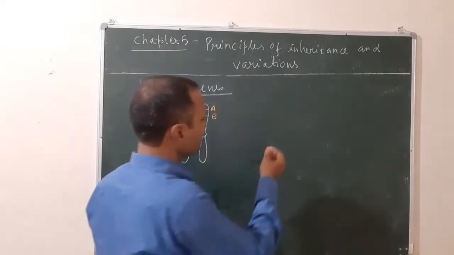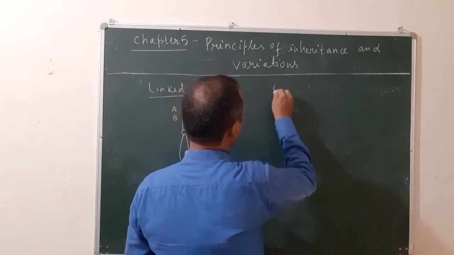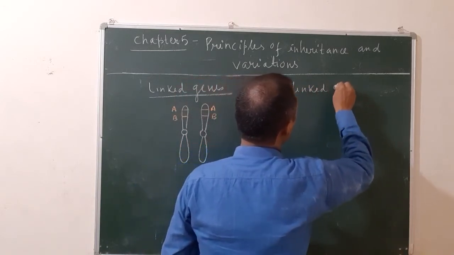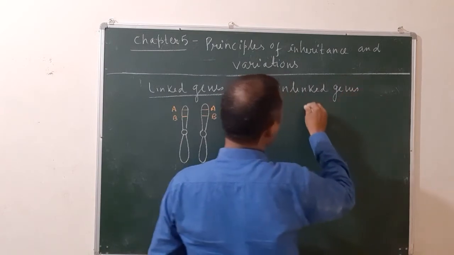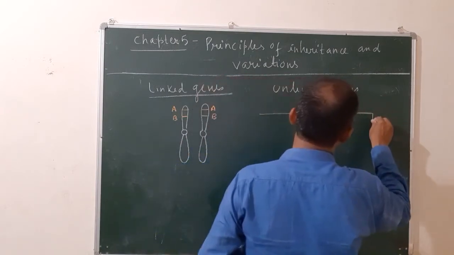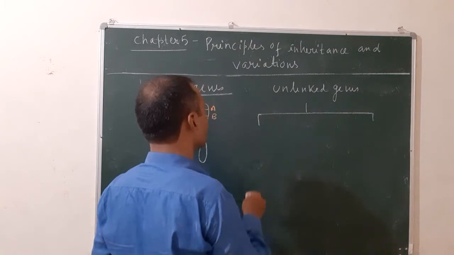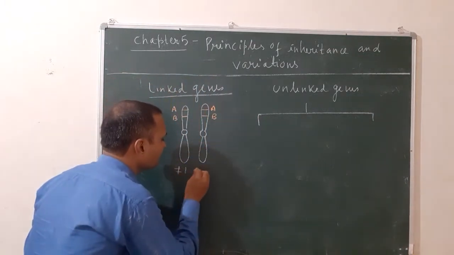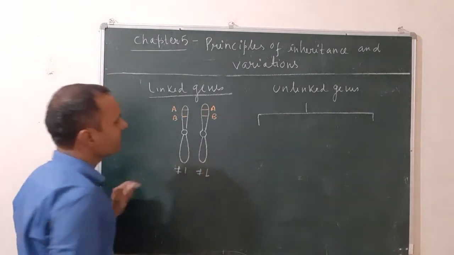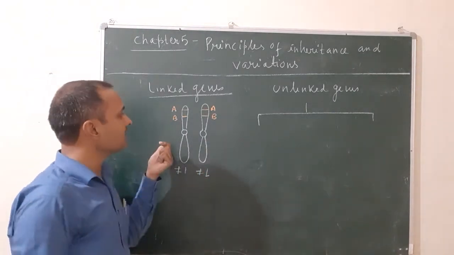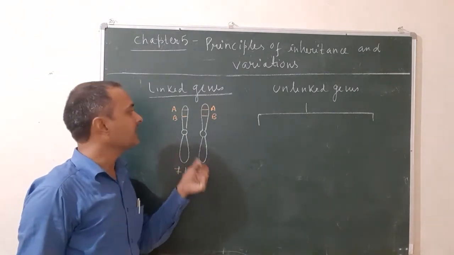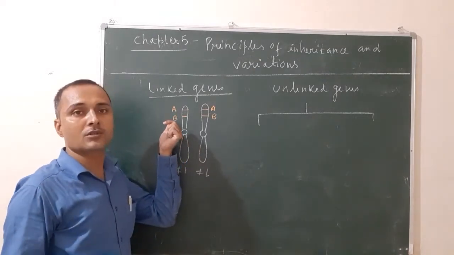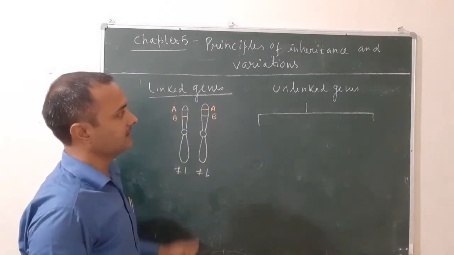Let us see what unlinked genes are. There are two definitions of unlinked genes. First, on the basis of distance. This is chromosome number 1, and this is also chromosome number 1. Once again, what are linked genes? The genes that are present on the same pair of chromosomes and are closely located are known as linked genes.